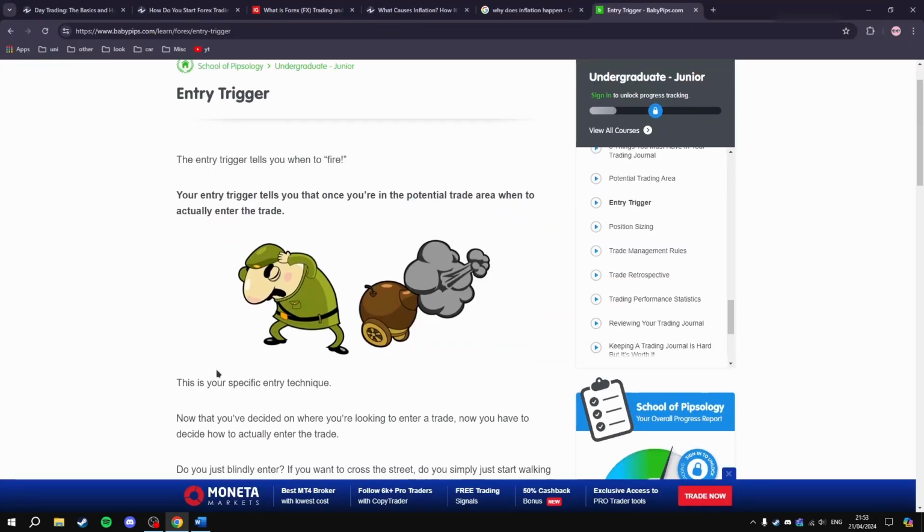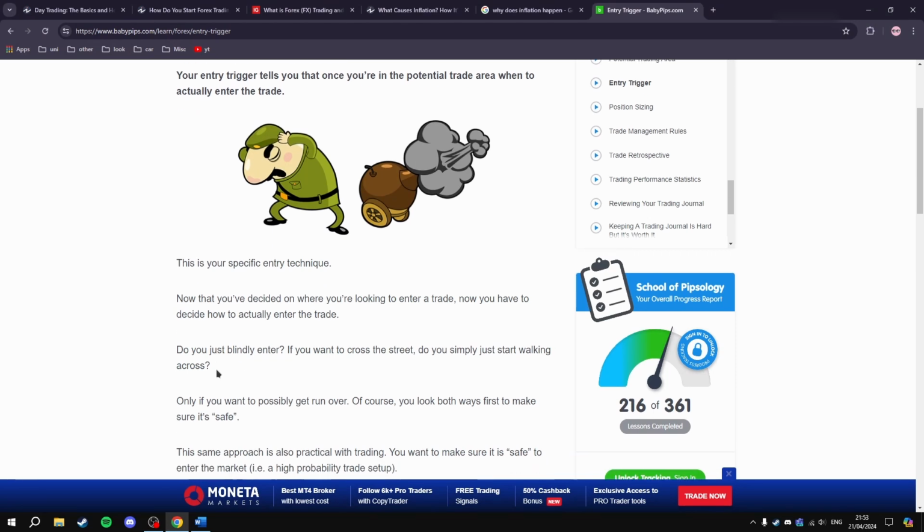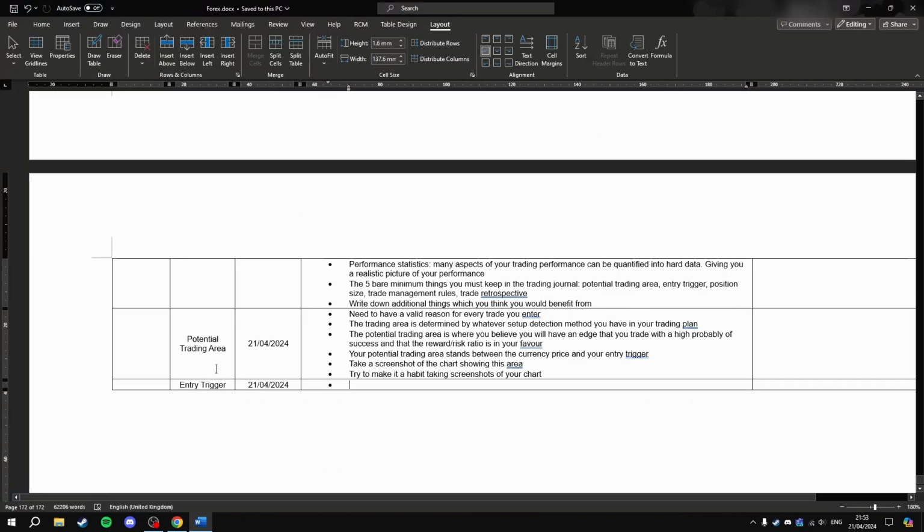The entry trigger tells you when to fire. Your entry trigger tells you that once you're in the potential trade area, when to actually enter the trade.